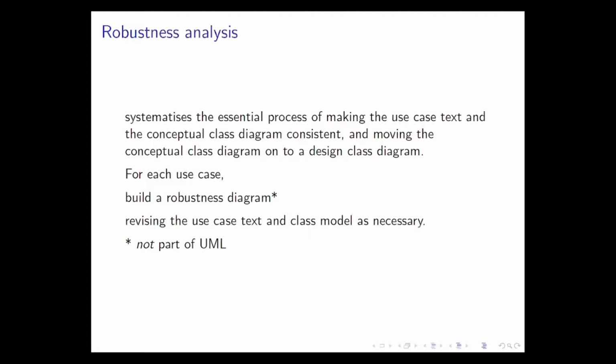So robustness analysis systematizes the process of making the use case text and the conceptual class diagram consistent, and this helps you to move the conceptual class diagram on towards a design class diagram. So that's a class diagram that takes into consideration more of the design process, the process in which you decide how you're actually going to implement the behaviour that's necessary for this system, as opposed to just thinking about things which are true of the domain in general.